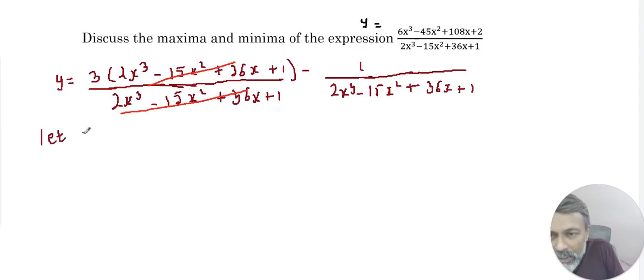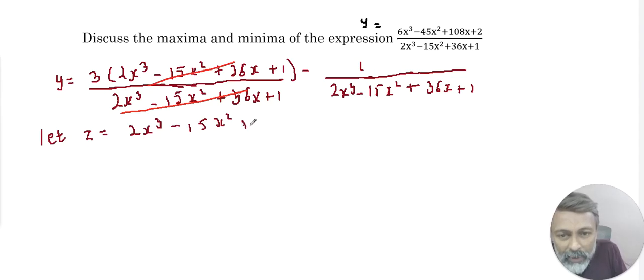say z is equal to 2x cube minus 15x square plus 36x plus 1. We are only focusing on the denominator right now, so that we don't face a problem while taking the second derivative. So we have taken this denominator quantity as say z.